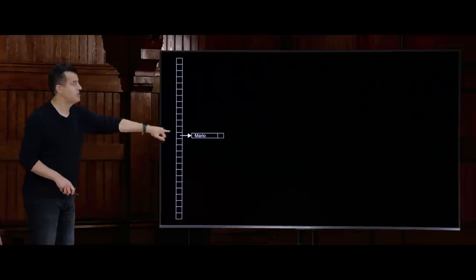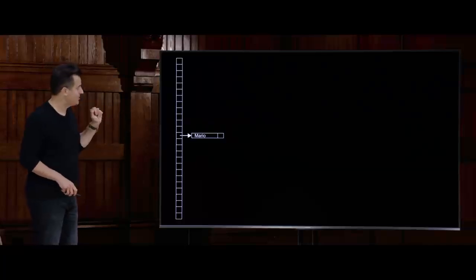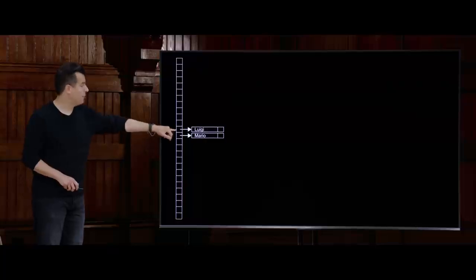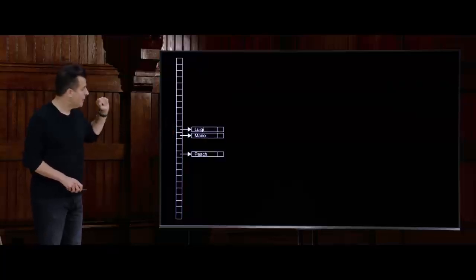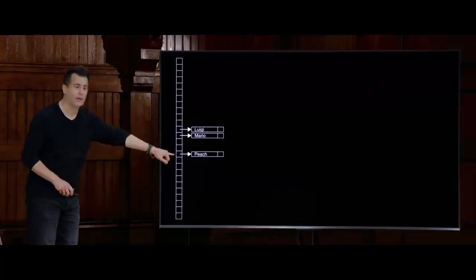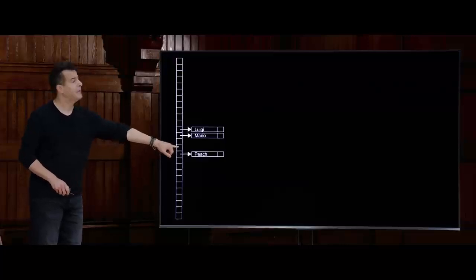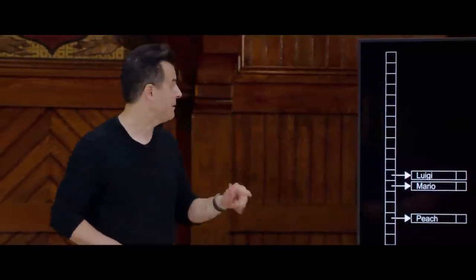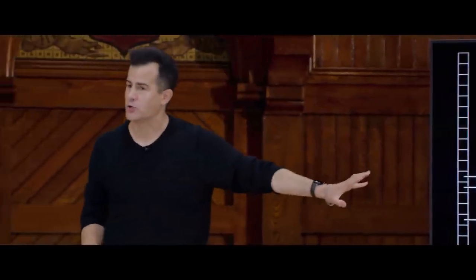Everything else for the moment is null. Then maybe we insert Luigi. Well, L comes before M, so Luigi goes in this location 11 here instead. Maybe then we have Peach, who goes in this location here because her name starts with P instead. So this actually seems like a great system so far. We've got Mario, Luigi, Peach, and maybe all of the other Nintendo characters in here ultimately.